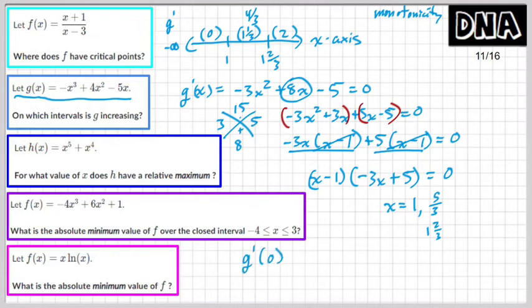So if I take 0 and plug it in, most of the time we could do this in our head. In fact, I think I could totally do this one in my head. 0 to the third is 0. 4 times 0 is 0. Wait. This is not g prime. It's right here. Okay, so this one's 0. This one's 0. Then I minus 5. What do I get? Negative 5. Okay, so this one's negative.